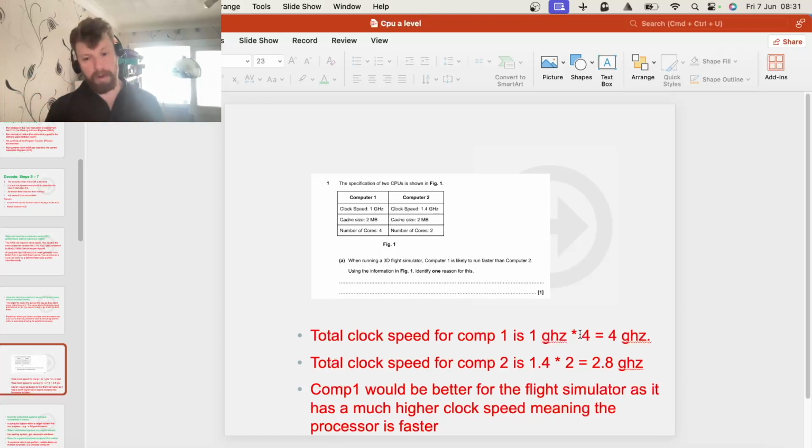The other one is 1.4 times 2 equals 2.8 gigahertz. Comp 1 is going to be faster for the flight simulator in this case because it has a higher total clock speed. If they happen to be the same, and the cache size was the only deciding factor, then you might make a case: they've got the same total clock speed, but the cache size is different, and this one is larger. That might be the tie break between the two of them.